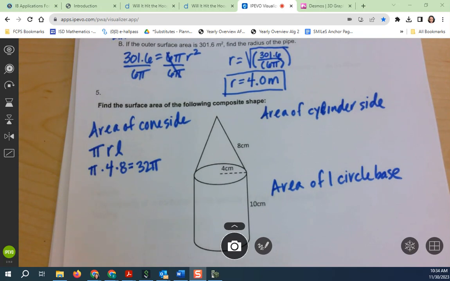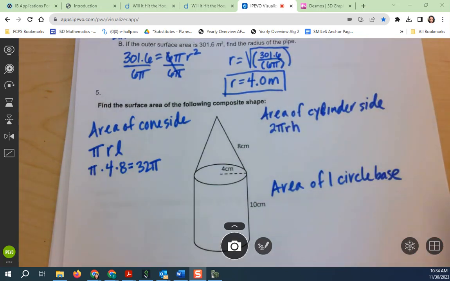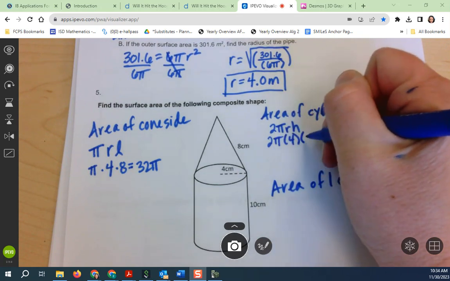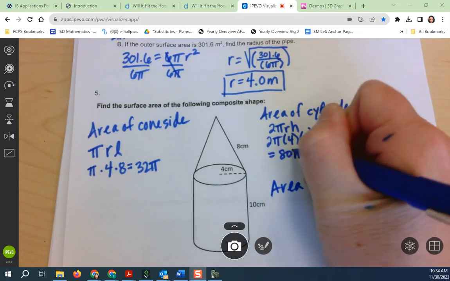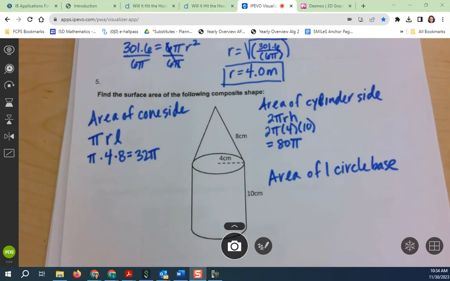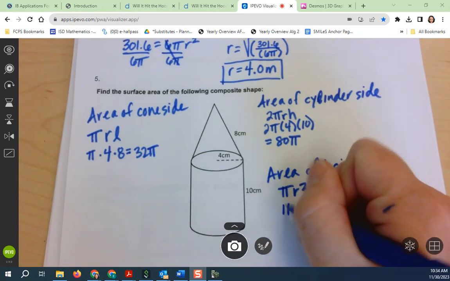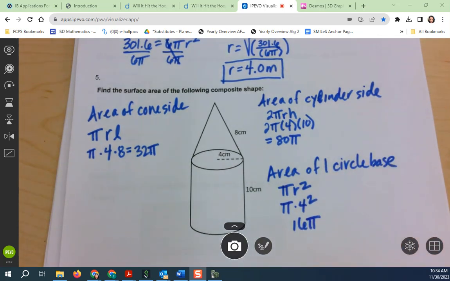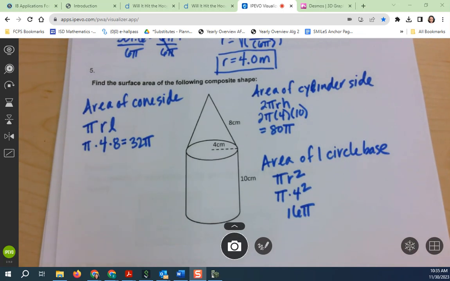The cylinder side is 2 pi rh, right? 2 pi times 4 times 10, which is 80 pi. And then that base at the bottom, which is a circle, is just pi r squared. Then to find the surface area, we just add them all up and use a calculator to get 1 decimal place.